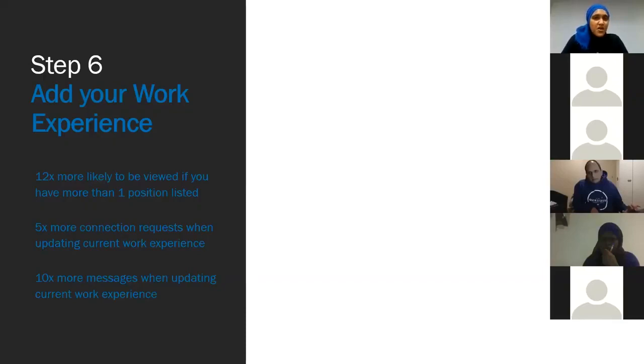Even if it's jobs that you did at the same time. So if you're doing dual jobs, add all of those. You have 5 times more connection requests when updating work experience. And you get 10 times more messages when updating your current work experience. So you might think, well, why is that important? It's an inbox message. It's not like it's benefiting me anyway.